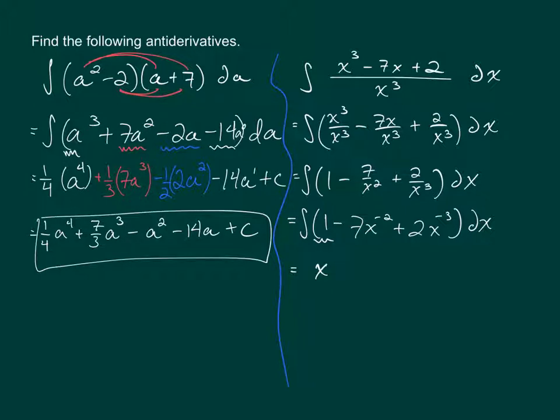The next term, minus 7x to the negative 2 power, this will be minus 7x. If you add 1 to negative 2, it becomes negative 1. Multiply by the reciprocal of the new power. To that, I'm going to add this one, 2 times x, add 1 to negative 3, you get negative 2, to the 1 over negative 2 power. And then, of course, at the very end, plus c.